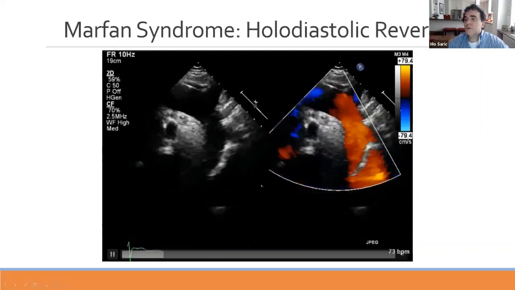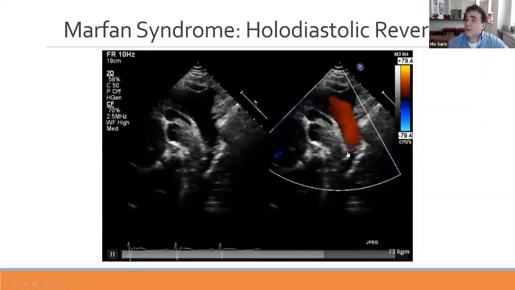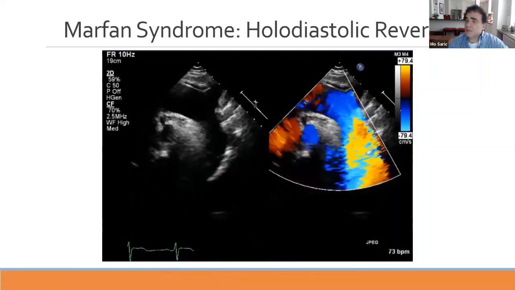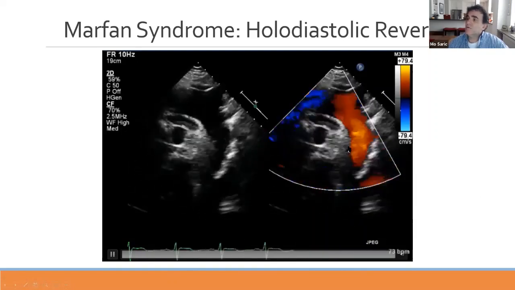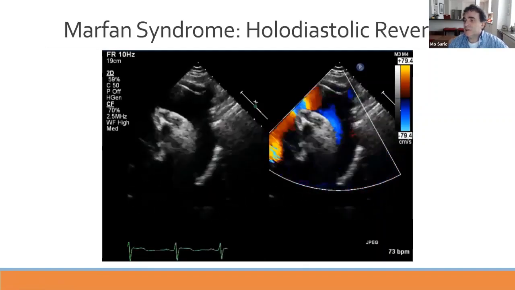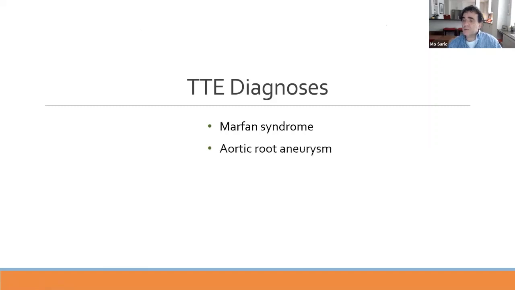On the suprasternal view in this patient, on the left-hand side without the color, on the right side with the color, you see there are signs of severe aortic regurgitation characterized by holodiastolic reversal. Notice this red retrograde flow that occurs in this patient, and it's a sign of severe aortic regurgitation. So what's the transthoracic diagnosis in this patient? He has a Marfan syndrome with large aortic root aneurysm resulting in severe aortic regurgitation.